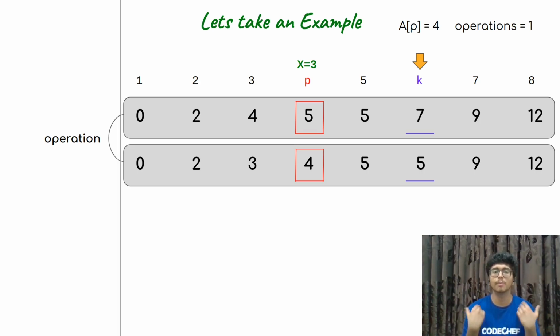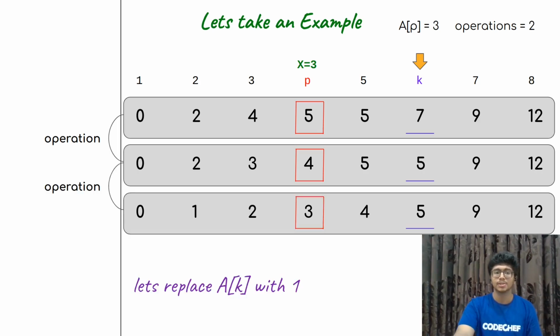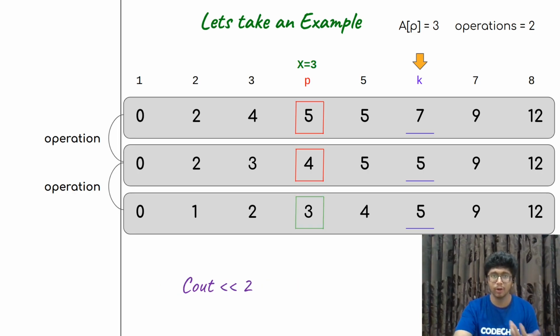Let's suppose that I'm performing one more operation. Let's say I'm replacing the value a of k, which is currently 5, with 1. After replacing it and after sorting, the array looks something like this. Now if you notice, the value at a of p is 3, which exactly is what we wanted, right? So in this case, we have performed the smallest number of operations to get the value x equal to 3 at a of p, and that is the reason we would be printing 2 as our output.